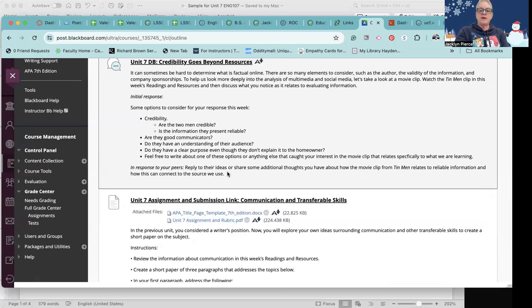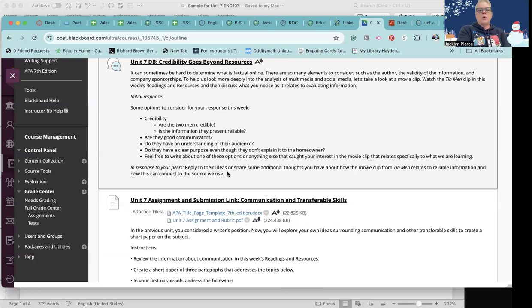Do they have a clear purpose, even if they don't explain it to the person they're talking to? And this is something that we deal with in writing a lot. A lot of times we will have a purpose for our writing, to persuade or whatever, but we don't necessarily say, hey, I'm going to convince you to do this. You don't always say those things out loud. And then, of course, feel free to write about one of these options or anything else that caught your interest in the movie clip that relates specifically to this idea of communication.